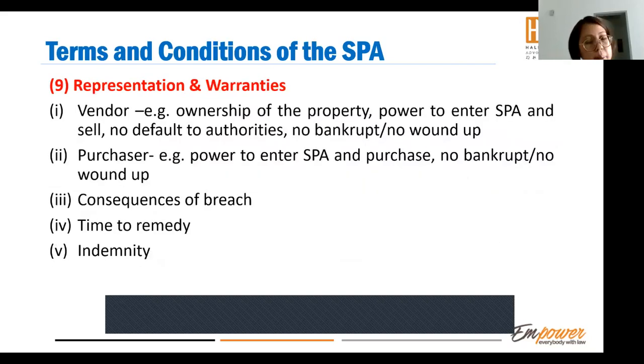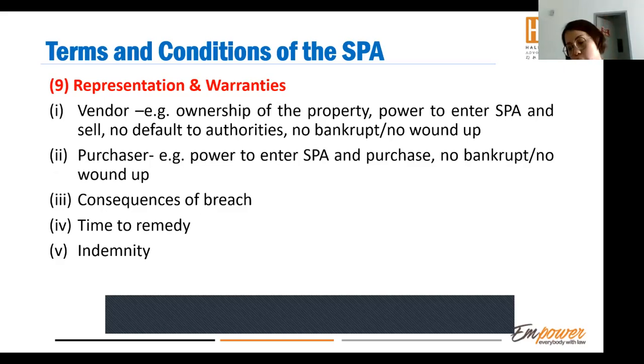This one must be spelled out clearly. Make sure it's enough and not just one or two. For example, for the representation of the warranty, from the agreement we confirm the ownership, meaning the register. It will read like this sometimes: the vendor is a registered proprietor and beneficiary or the beneficial owner of the property. This is one of the representations.